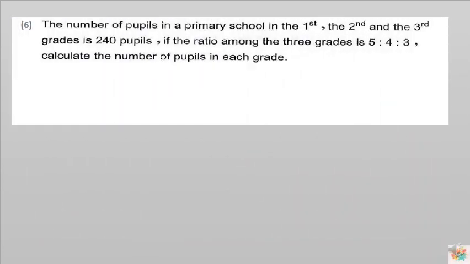Number 6. The number of pupils in a primary school in the first, second, third. So write first, second, third. Okay. Grade it's 240 pupils. The number of all of them, so the sum of all of them is 240. If the ratio among the three grades is 5 to 4 to 3. So the sum of them 5 plus 4 is 9 plus 3 it's 12. Calculate the number of each one of them.